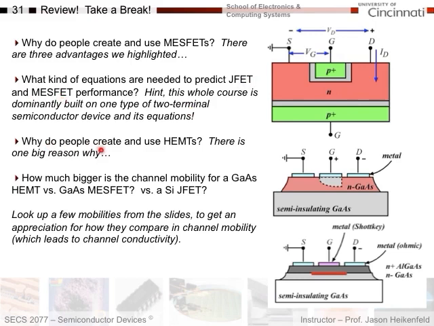Next question, why do people create and use HEMTs? There is one big reason why you create a HEMT like this. Last question. How much bigger is the channel mobility for a gallium arsenide HEMT versus a gallium arsenide MESFET versus a silicon JFET? Just go to the previous slides and write down the mobility for each, and you can see how each technology becomes more powerful in terms of the channel conductance, therefore the maximum current flow, and also therefore the RC time constant as you try to modulate these things very quickly.